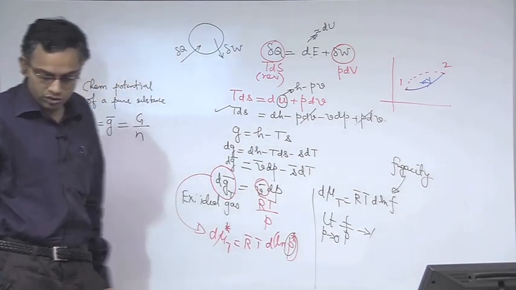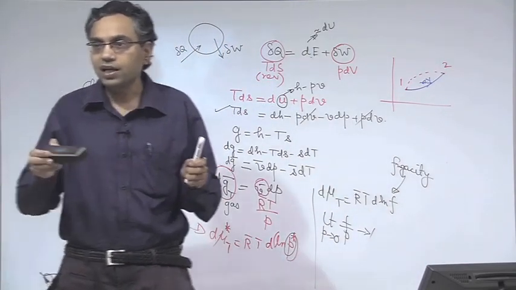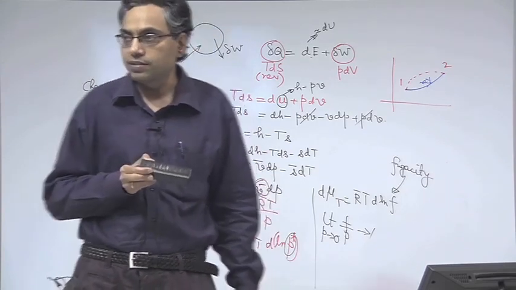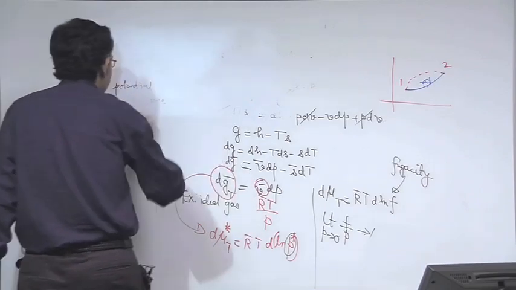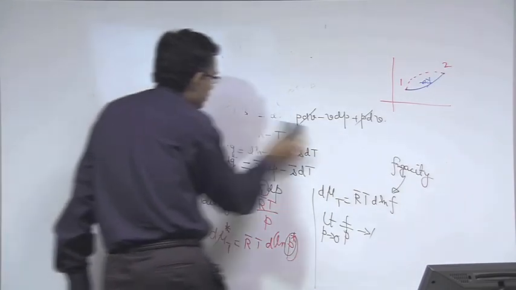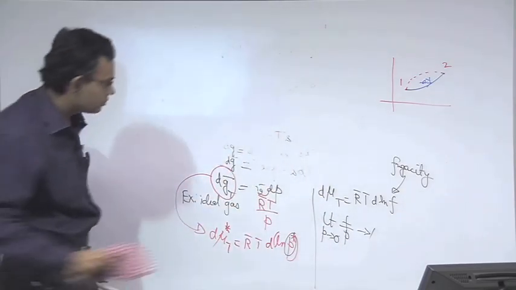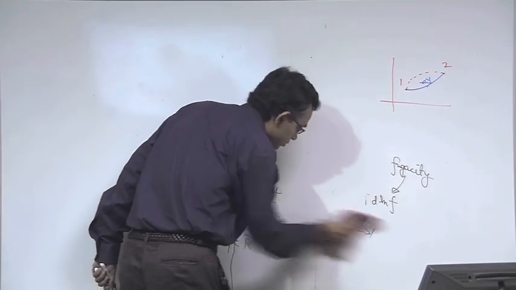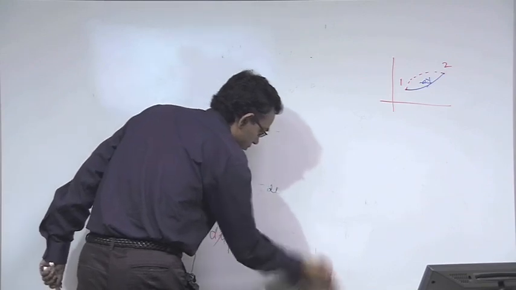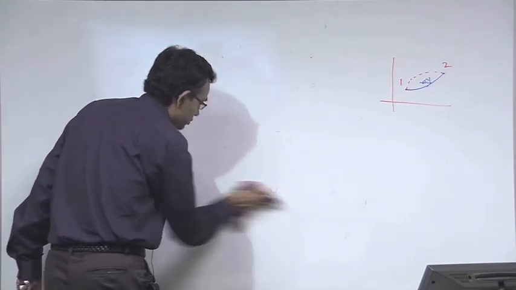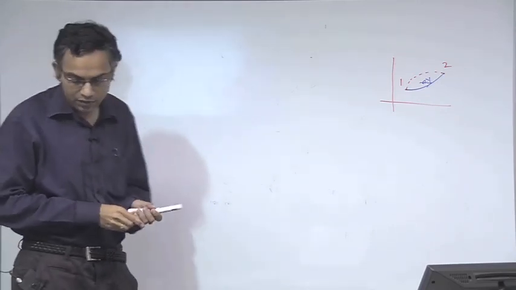Okay. Now, this is about a single component, but a single component is just to give you an idea of the basic definitions. We are interested not in a single component system, but a multi-component system. So how do we characterize a multi-component system? Now, for a multi-component system, let us say that we have an extensive property.